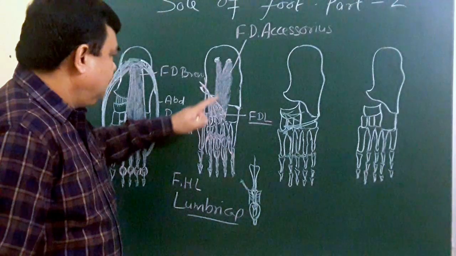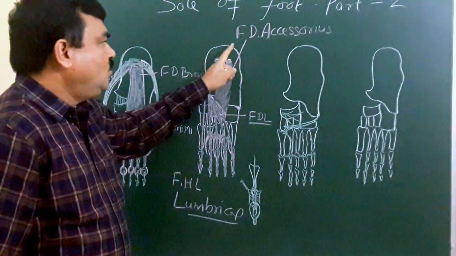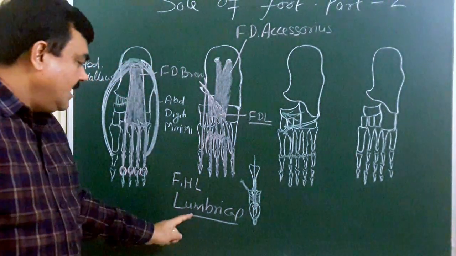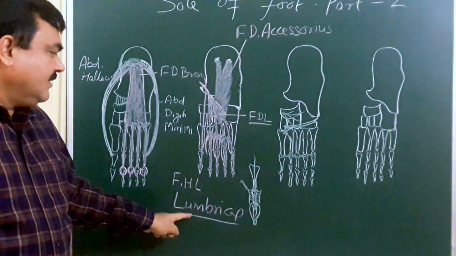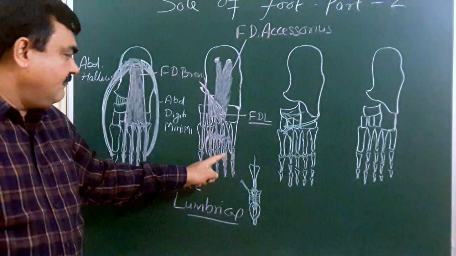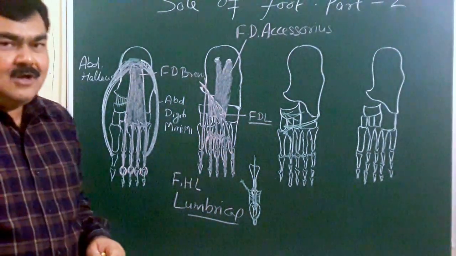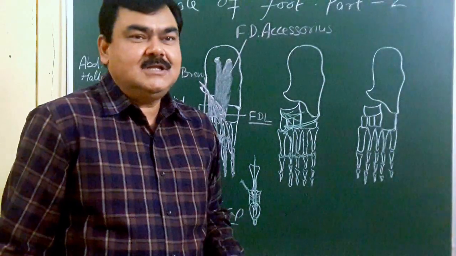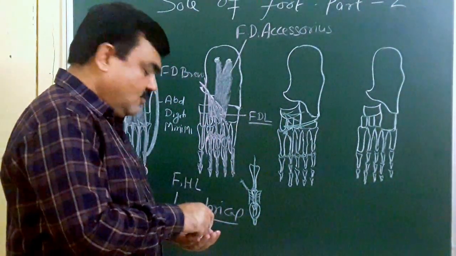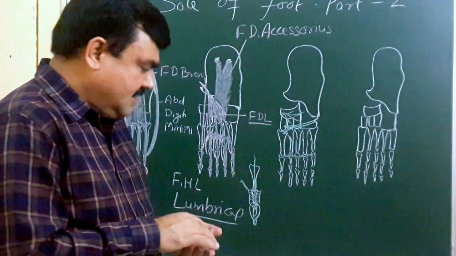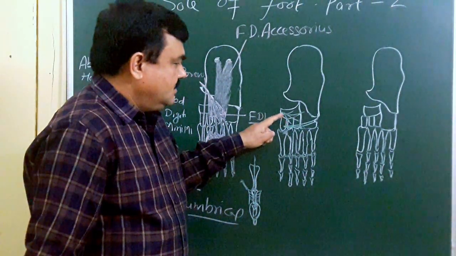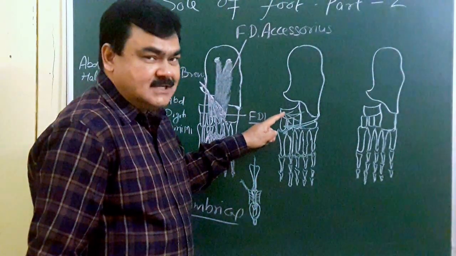So in the second layer, there are two intrinsic muscles. These are flexor digitorum accessorius and lumbricals. There are four lumbricals: first, second, third and fourth. Now we will discuss the third layer. Before going into detail of the third layer, we will discuss the insertion of some muscles.